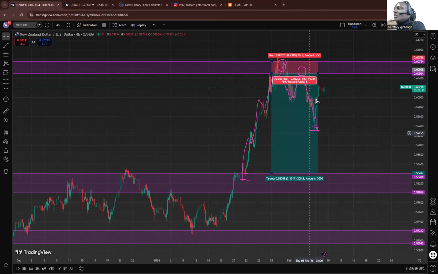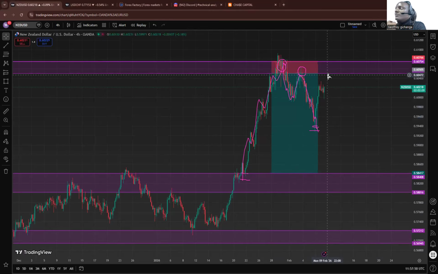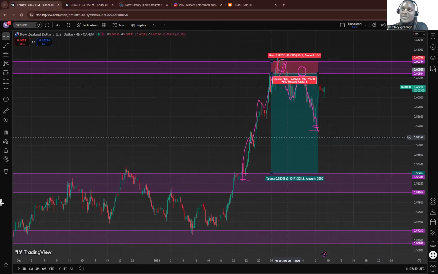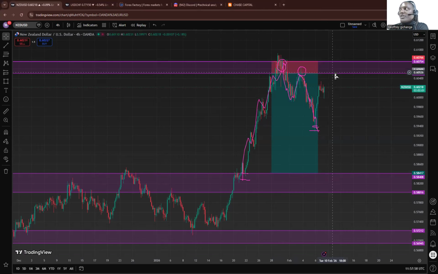Then price retraced all the way back, and I'm looking at it coming back to these areas of 0.6500. The moment price comes back to this level, I'd want to see how price reacts at this area because this can still be a very good area of supply for potential sells.